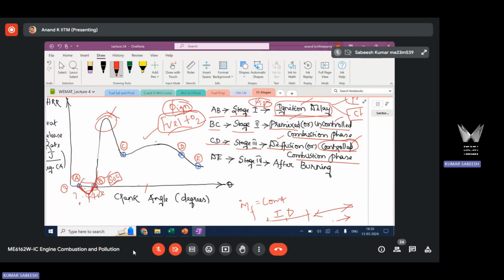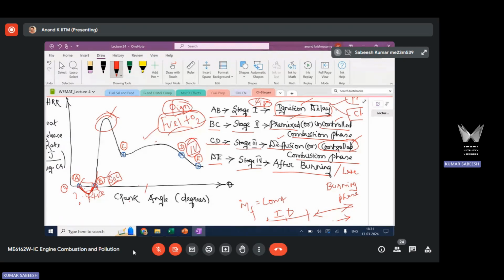Even after the end of fuel injection, you could see that there is a final stage, DE. DE is the final stage. Stage 4 is called after burning or late burning combustion. So this is a late burning combustion phase. It happens slowly. After the end of fuel injection, the unburned or partially burned fuel will start to burn, right? Based on how quickly it mixes with oxygen. Okay, unburned or partially burned fuel present in the cylinder will start to burn in stage 4 based on how quickly it mixes with oxygen.